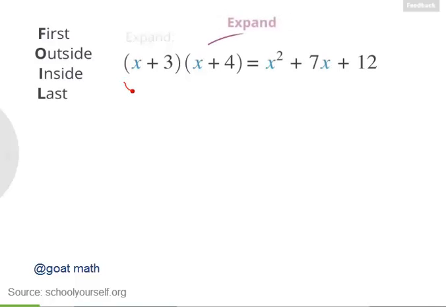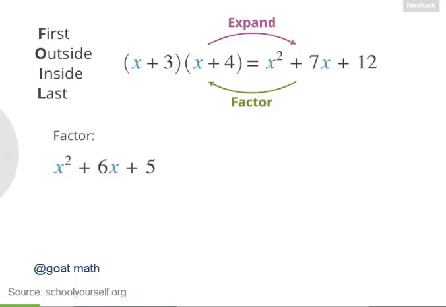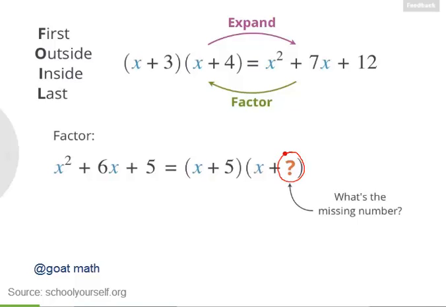Now, as we've said, multiplying polynomials to get a higher degree polynomial is called expansion. But when you go the other way, writing a polynomial as the product of smaller polynomials, that's called factoring. Try out an example. If you were to factor x squared plus 6x plus 5, you would find that it equals x plus 5 times x plus another number. Can you figure out what the missing number over here has to be?